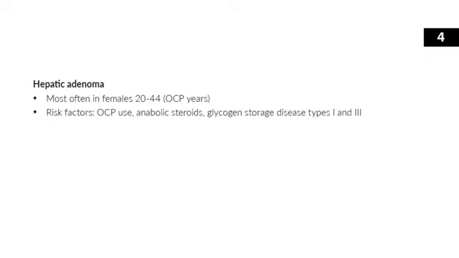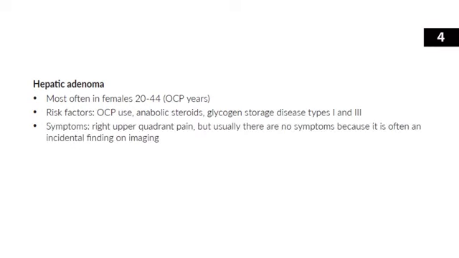All right, let's talk about hepatic adenomas. These are liver tumors that are going to occur most often in females aged 20 to 44, but even then, it's pretty rare. They're associated with combined oral contraceptive use, anabolic steroid use, and also with glycogen storage diseases types 1 and 3. Now, some of these patients have right upper quadrant pain, but it's mainly an asymptomatic disorder, and many times this is just an incidental finding on imaging.